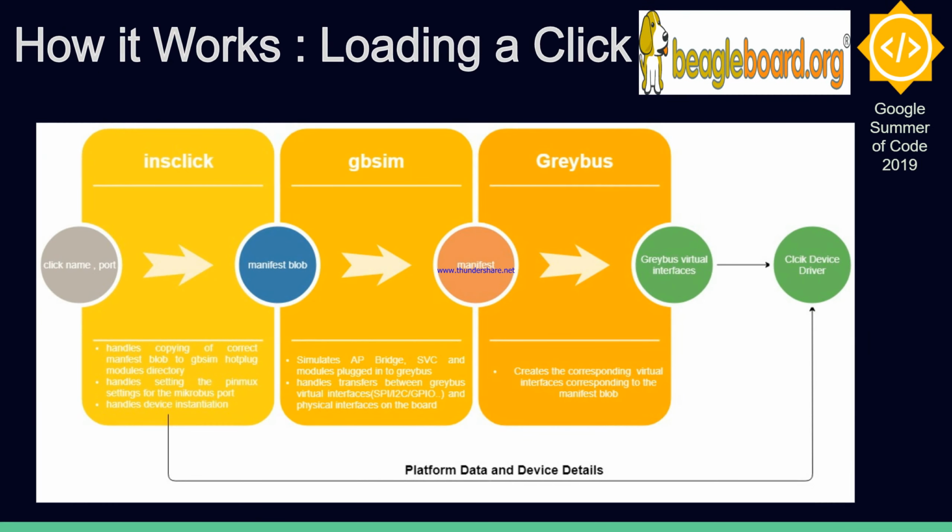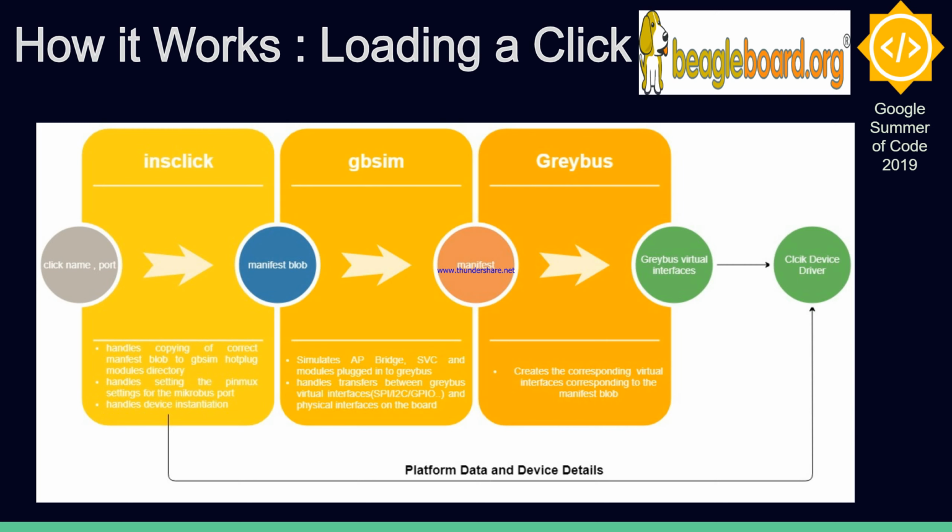The project has three main components. The insclick command line interface is used to load the clicks and handles copying of the correct manifest blob and setting the correct pin mux for the Microbus ports. The GBSim or Greybus simulator is a tool that simulates a Greybus application processor bridge and handles the transfers between virtual Greybus interfaces and actual physical interfaces.